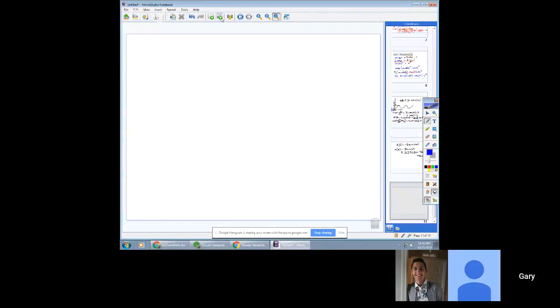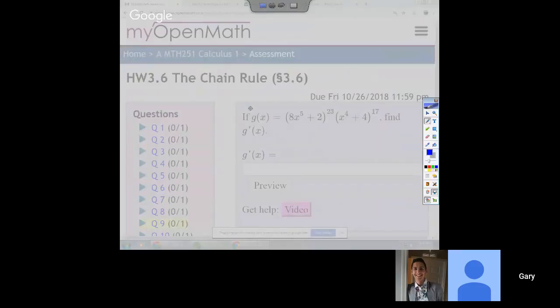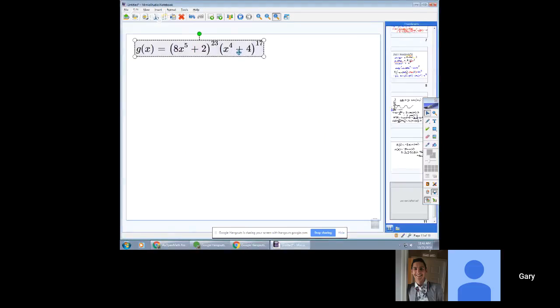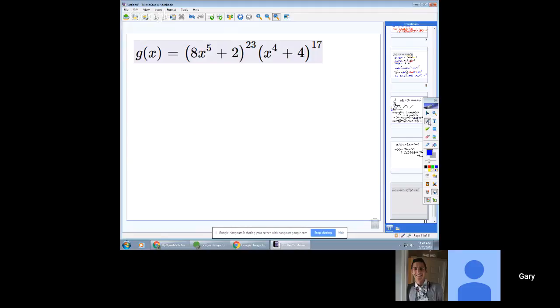New page. Screenshot. We want G prime. All right, so this is going to involve a great deal of caution. We have to use both the product rule and chain rule. So I think I'm going to write this out in stages, just to be safe.